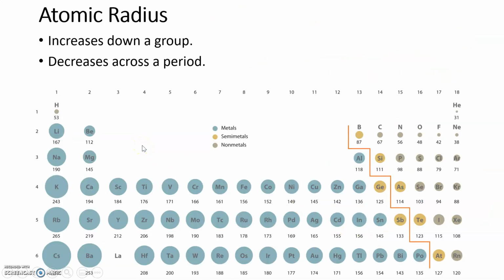So again, to revisit everything, atomic radius increases down a group, and so here we have a picture of the periodic table graphically displayed with the size of the atoms, the radius. It doesn't matter what group you're looking at, you're getting larger as you move down the group. And atomic radius decreases as you move across a period. So similarly, if we check out any period we want, left to right, the atoms are getting smaller and smaller as we go across the periodic table.